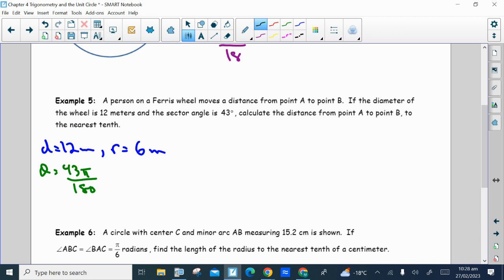And then we'll use the arc length formula, A equals radius times theta, the angle which must be expressed in radians, which we have. So it'll be 6 times 43 pi over 180.